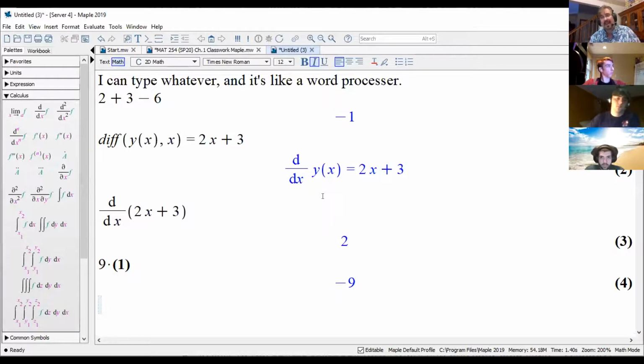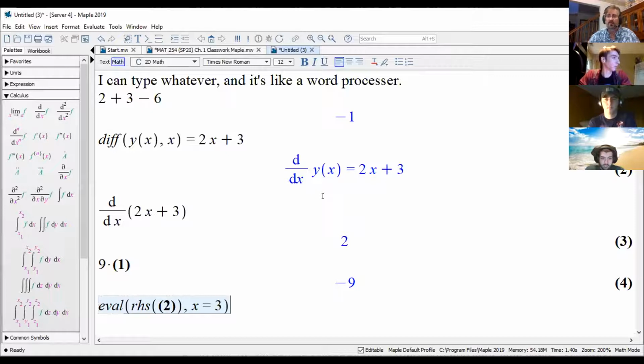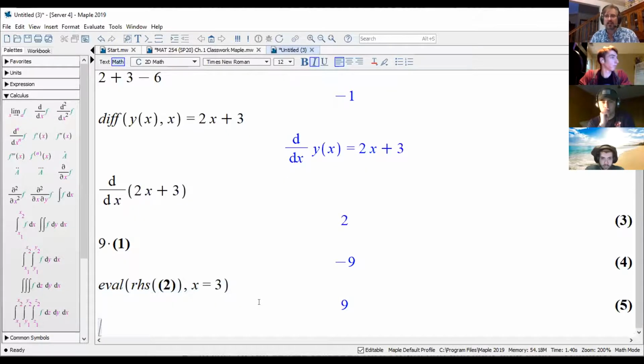But it's actually really handy to be able to refer back so I don't have to do recalculating all the time. So for example, if I wanted to, I could say, I want to evaluate the right-hand side of line 2 when x equals 3. And Maple is going to say, okay, I'm going to evaluate the right-hand side of this thing, so 2x plus 3, when x is 3, Maple says, no problem, I can do that. It's 9.